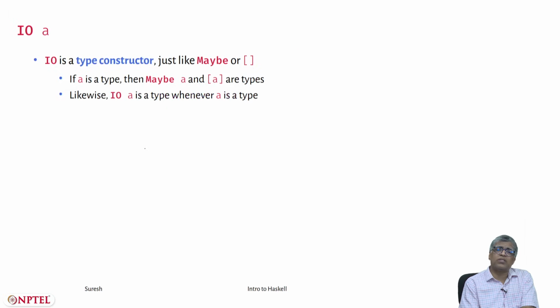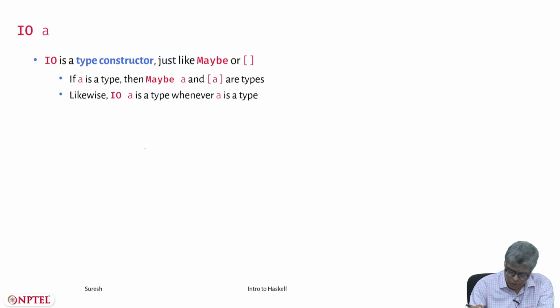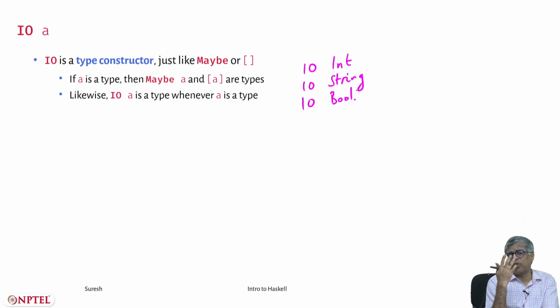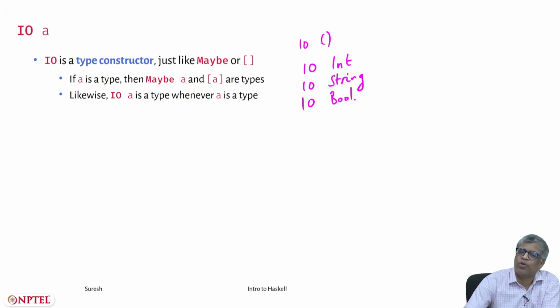Likewise, IO A is a type whenever A is a type. So you can actually have IO Int, IO String, IO Bool, etc. What are all these? These are all input output actions, they do some interaction with the user. The simplest case would be that they print something, or they read something, some interaction with the real world, and they produce a value. Of course we also saw IO unit. IO unit produces a value which is a dummy value. Just because every function should produce a value, it is producing a value. Not that it's a useful value.